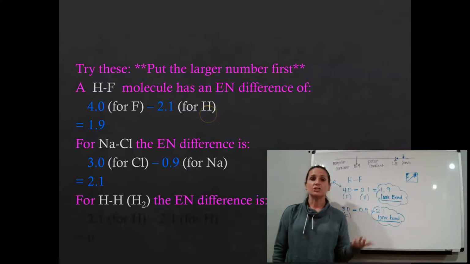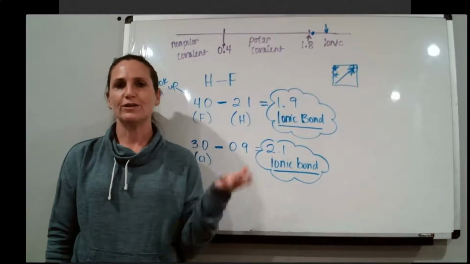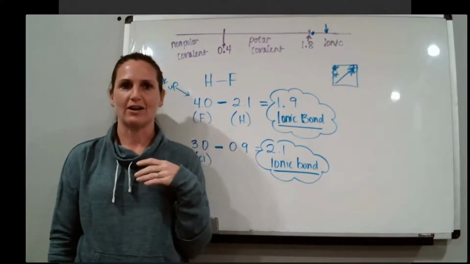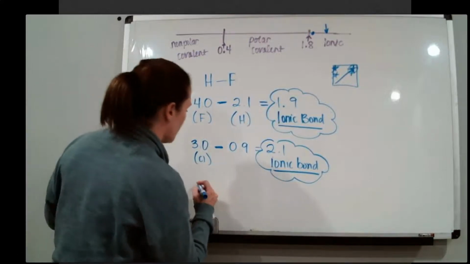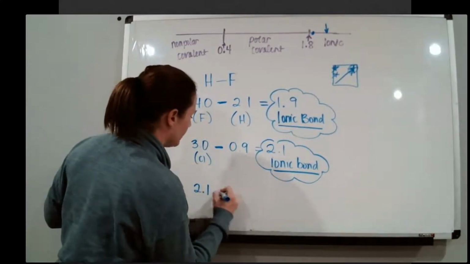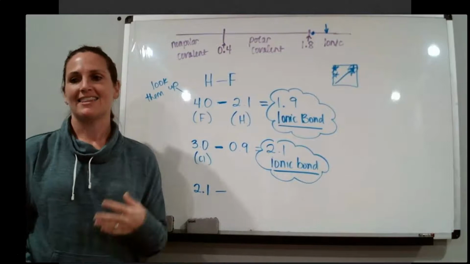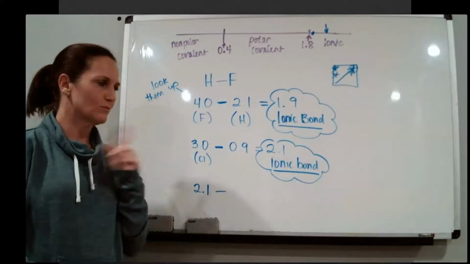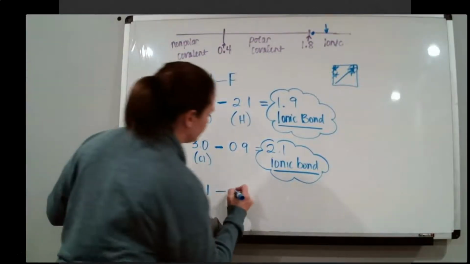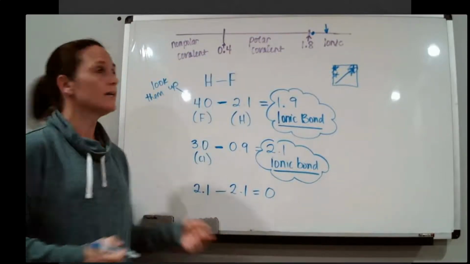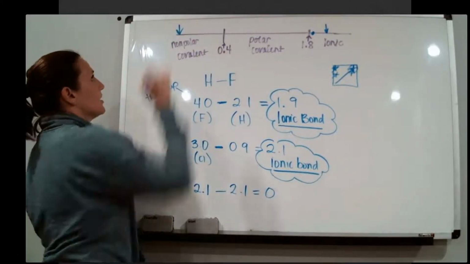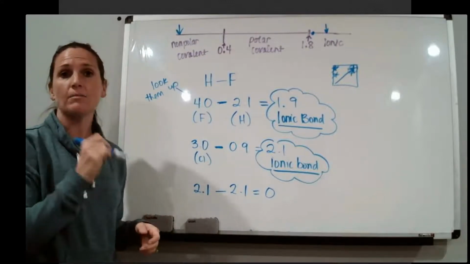We're going to look at hydrogen and hydrogen. So hopefully you can kind of imagine how this might go in your head already, but we put the electronegativity value for hydrogen, which is 2.1, and we subtract the electronegativity value for hydrogen, which is 2.1. And we get 0. 0 is here. So this bond is nonpolar covalent.